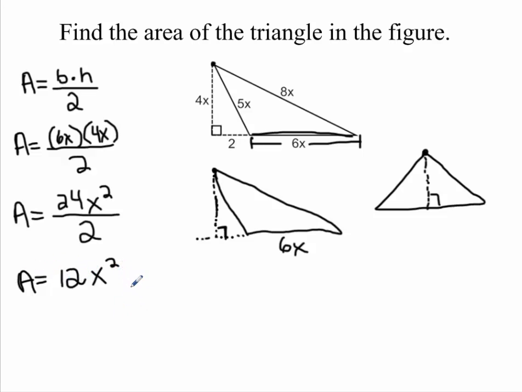And we don't have an actual numeric answer because all the sides were represented as expressions and they never told us the actual value of x. So the area of our triangle is simply 12x squared.